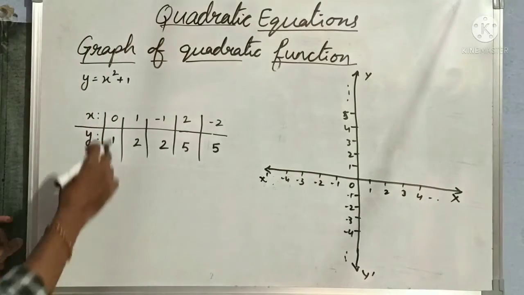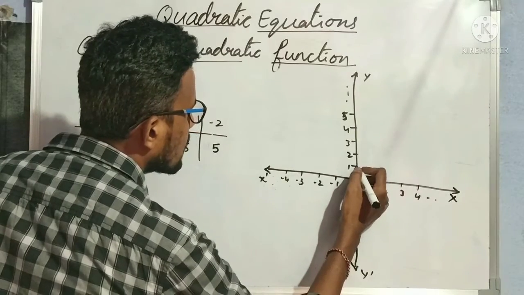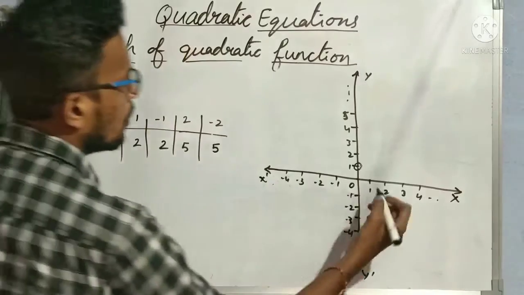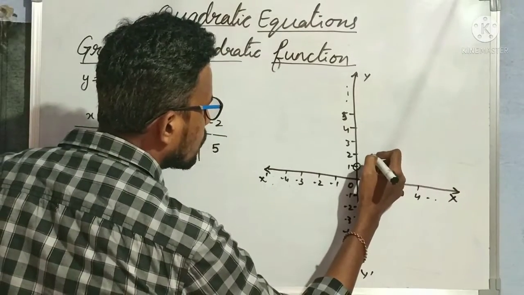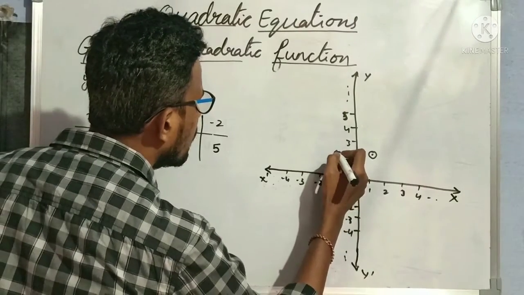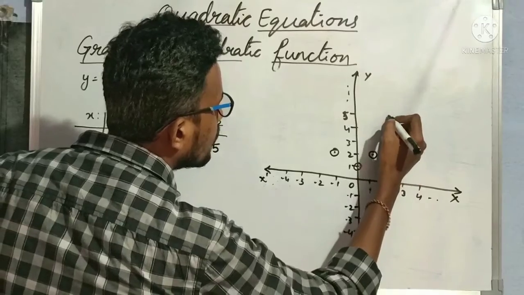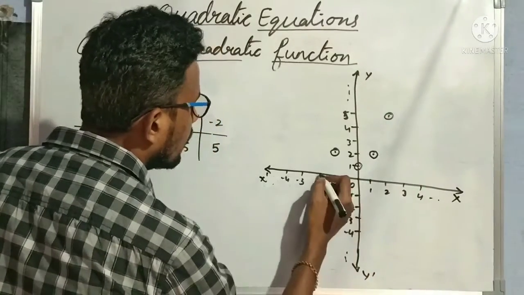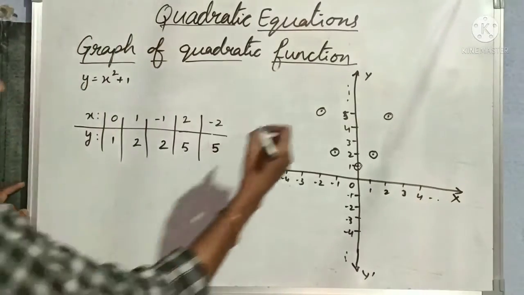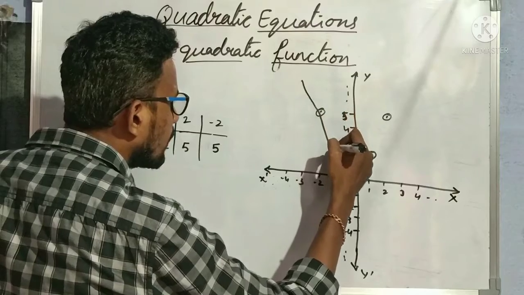So here first let us plot these points. 0, 1. When x-axis is 0, y-axis is 1, this is our first point. Next 1, 2. When x-axis is 1, y-axis is 2. So this is our point. Even for -1 we are also getting 2. And for 2 we are getting 5. So this is 5. Next even for -2 also we are getting 5. Right? So now we have to join all the points in the form of a curve.